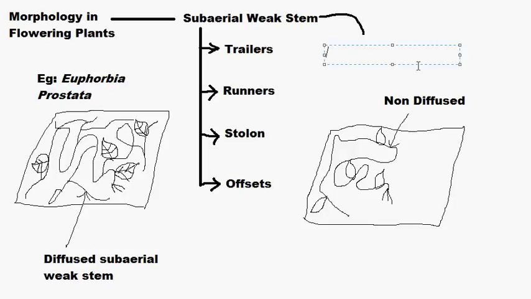And non-diffuse can be the Tridax. Okay, Tridax can be the non-diffused subaerial weak stem. So that was it. So let me write example over here. Example can be Tridax. Okay. So that was trailers. Now let's move on to runners. What are the runners actually?